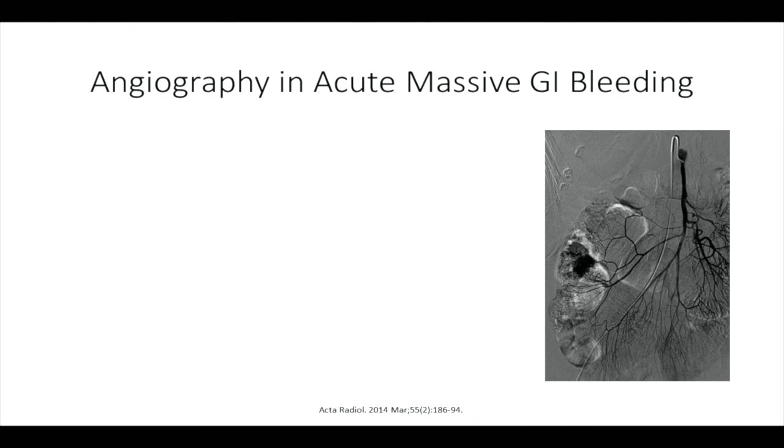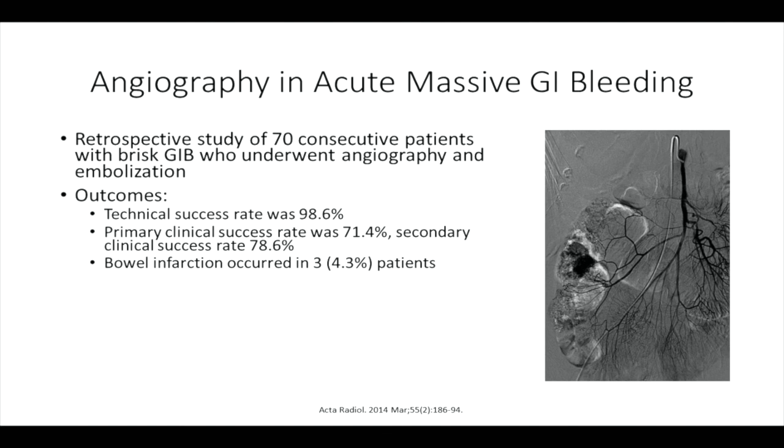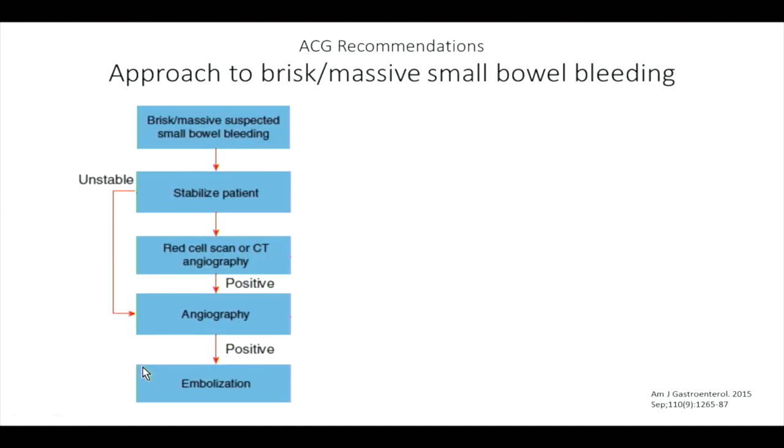What about angiography in acute massive GI bleeding? In this retrospective analysis of 70 consecutive patients with a brisk GI bleed who underwent angiography and embolization, they had a technical success rate of 98%, a primary clinical success rate of 71%, and a secondary clinical success rate of 78%. There were 3 patients who had bowel infarction. They did identify predictors of failure or rebleeding: a significant hemoglobin drop, coagulopathy, upper GI bleeding, and more than one embolized vessel.